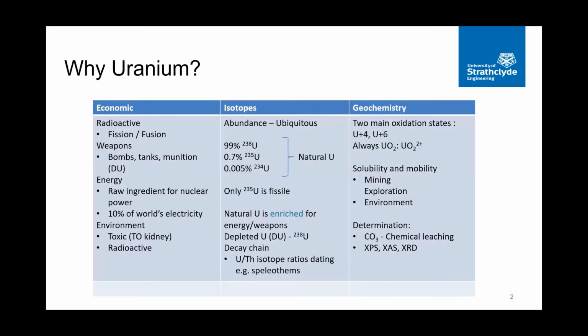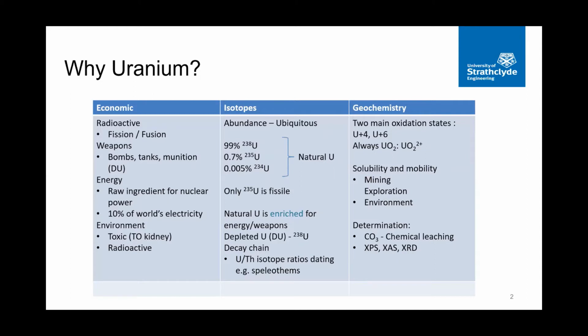So why do we study uranium? Uranium was discovered in 1789, named after the recently discovered planet Uranus. But previously it had been a mysterious mineral discovered at the end of silver mines, which was colloquially called pitchblende, and that has stuck today.